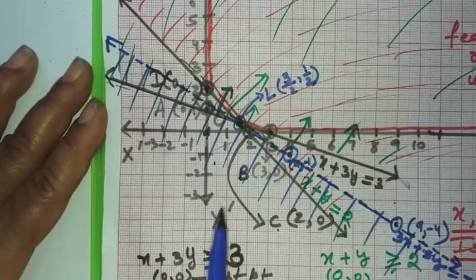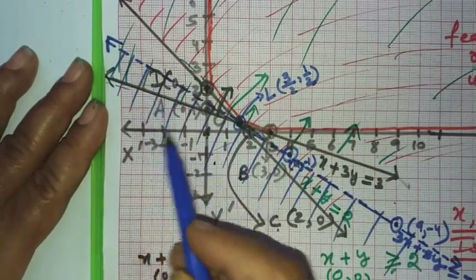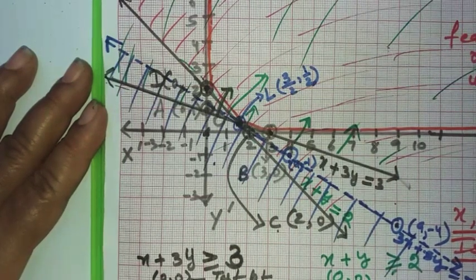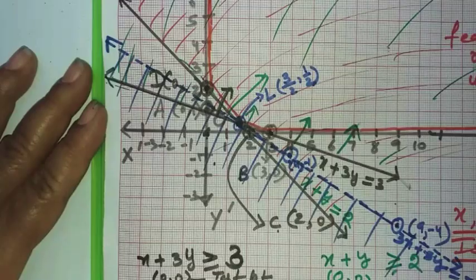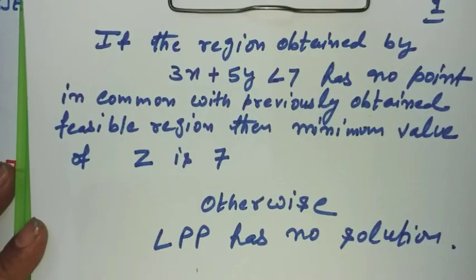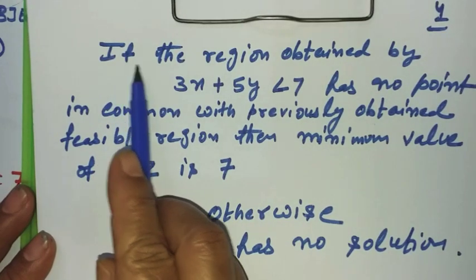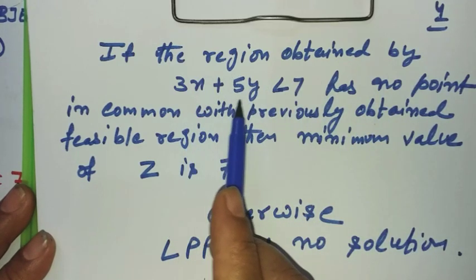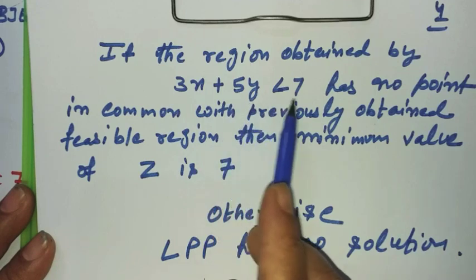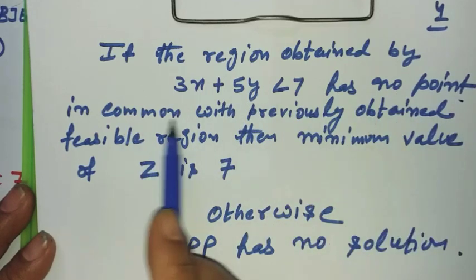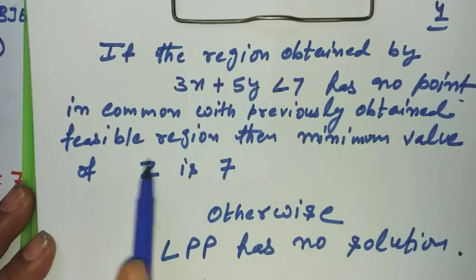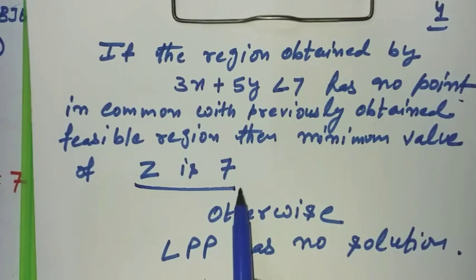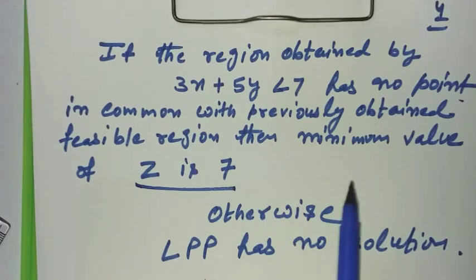So I have checked from the graph that the region obtained by this new inequality has no point in common with the previously obtained feasible region. So now we conclude that if the region obtained by plotting the new inequality that you formed, 3x plus 5y less than 7, has no point in common with the previously obtained feasible region, then the minimum value of z, the objective function, is 7 only.